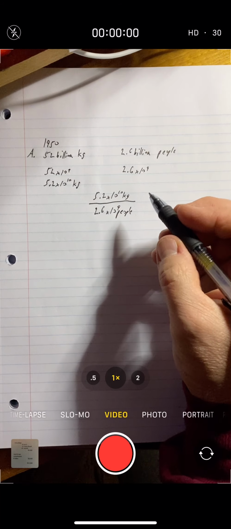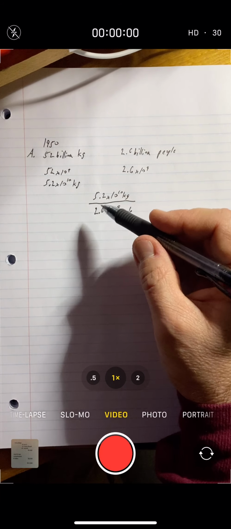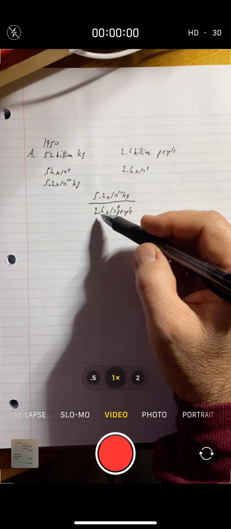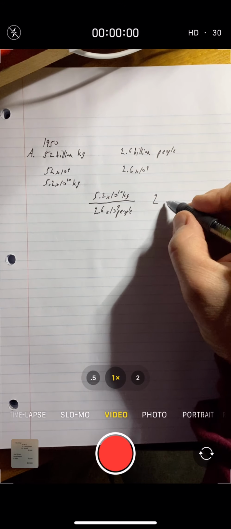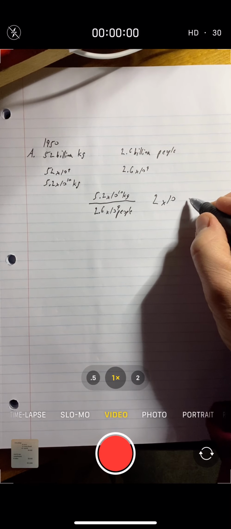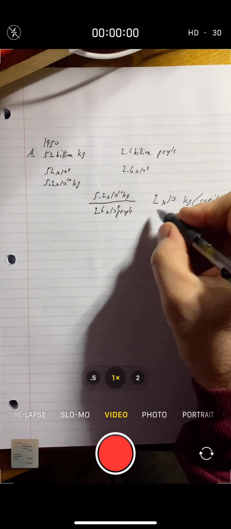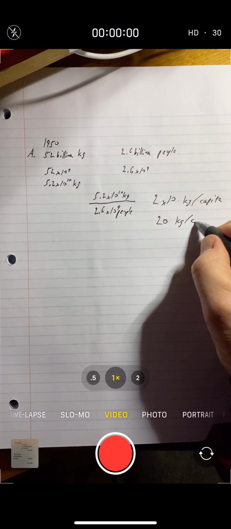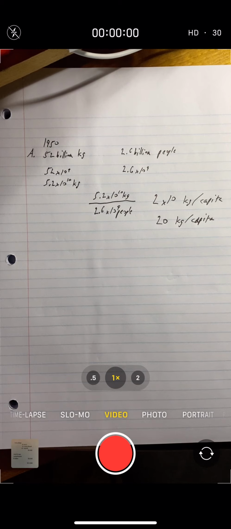Again, this was previous to being able to use a calculator on the exam. Pretty easy division and multiplication were involved in problems then. 52 over 26 goes 2 times, so 5.2 divided by 2.6 is still just 2. And 10 to the 10th over 10 to the 9th, all would cancel out except for one of the 10s, so it's 2 times 10 kilograms per capita. But 2 times 10 is just 20 kilograms per capita. This was a two-part question.